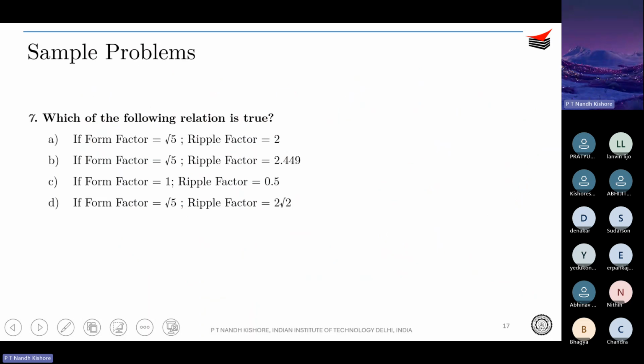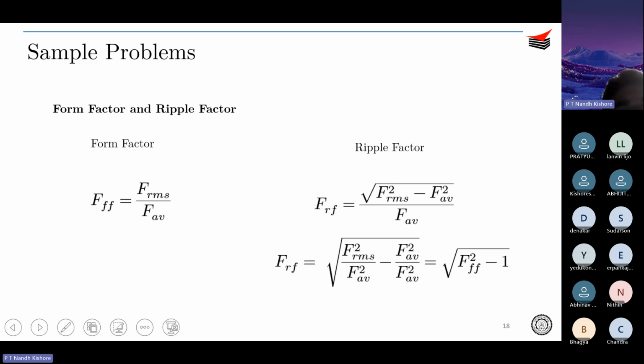Now we will come to the next question. Which of the following relations is true? If the form factor is this much, then what is the ripple factor? This is a question from the device terminologies. You may be well aware that form factor is RMS value by average value, and ripple factor is root over RMS square minus average square, divided by average. If you rearrange this, you will end up with ripple factor is root over form factor square minus 1.